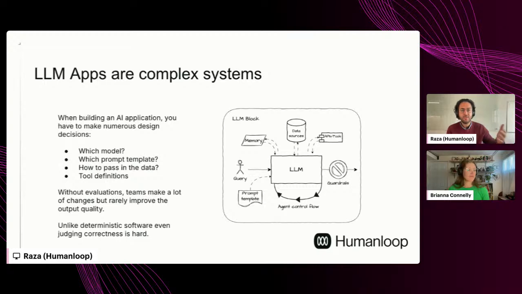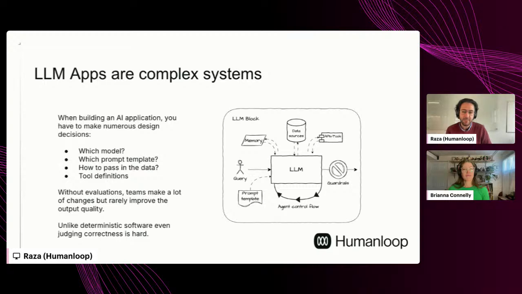You're trying to choose which of the models should I use? Do I use OpenAI? Do I use Claude? Do I use something open source? What should the prompt template be? What's the right way to construct the context? What are my tool definitions? And because every time you run these systems you get different answers, because it's subjective to evaluate, without good measurement in place, without good evaluation, it's very easy as a team to spin your wheels and not make any progress on actually improving these things.